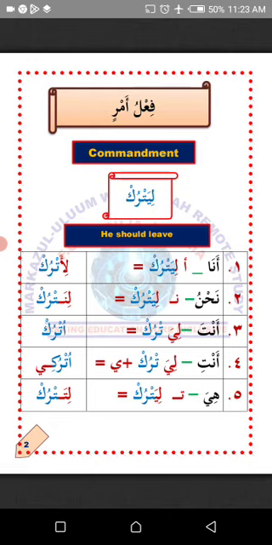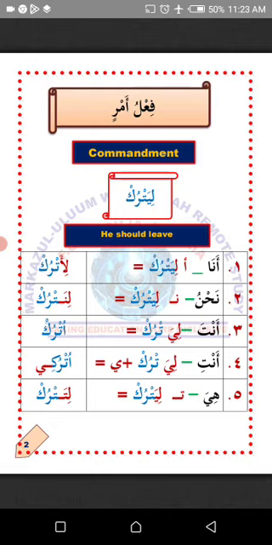Ithnan, number two. Nahnu, we. So how do we change the verb liyatruk to suit nahnu? All you need to do is to detach ya'un and attach nunun. The verb liyatruk will now become linatruk, which means we should leave. Thalatha, number three. Anta, you, representing a single male person.